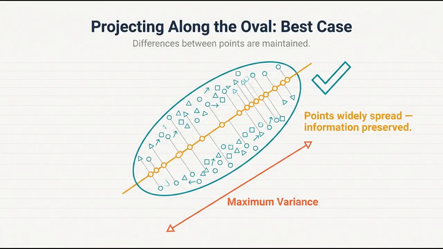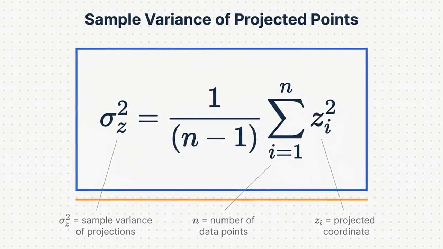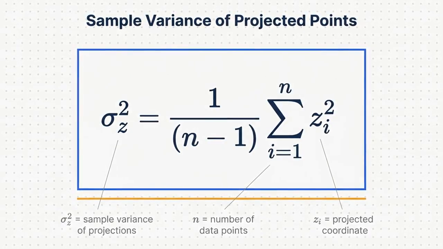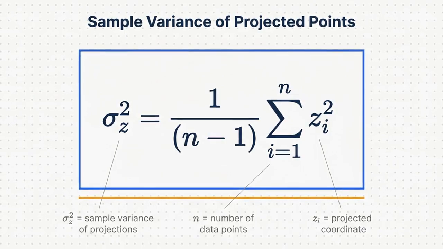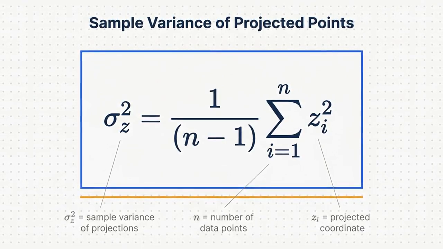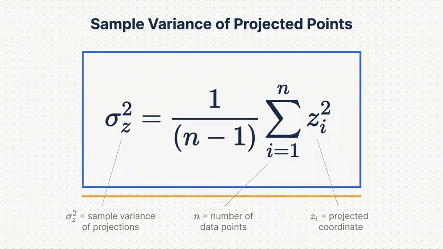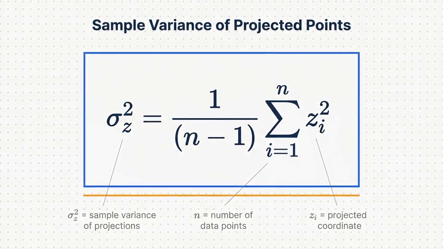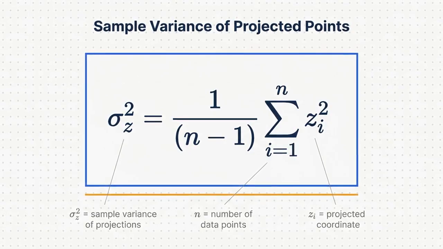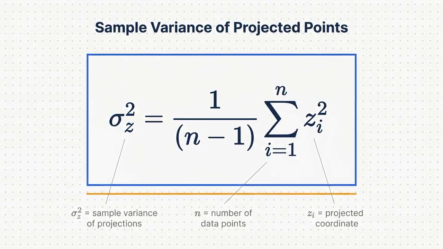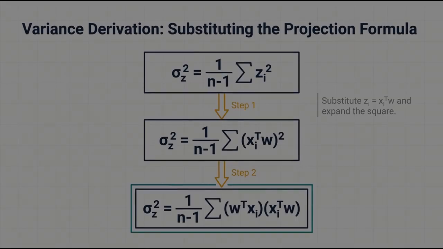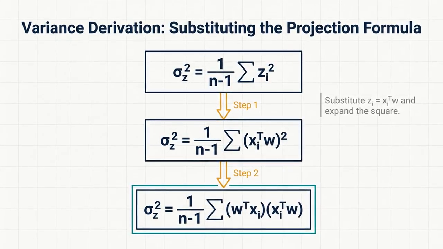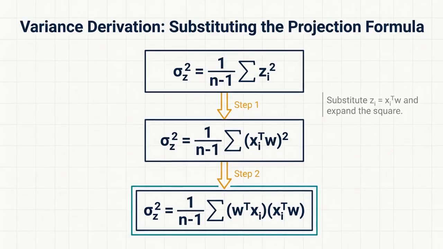However, if we project them onto a line that runs parallel to the long axis, the projected points are widely spread out. The differences between the points are preserved. Mathematically, because the mean of our centered data is 0, the mean of our projection z_i will also be 0. The sample variance of the projected points, which we will call sigma squared sub z, is therefore sigma squared sub z equals 1 divided by n minus 1 times the sum of z_i squared from i equals 1 to n.